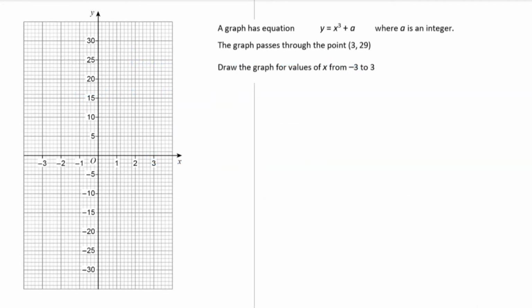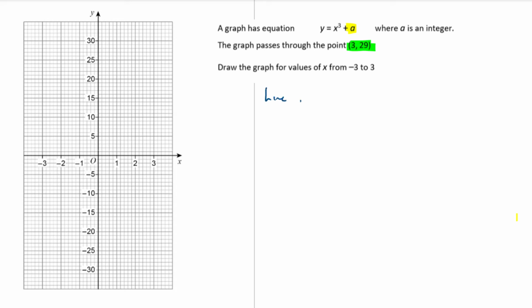Question 14. The graph has equation y equals x cubed plus a, where a is an integer. The graph passes through the point (3, 29). Draw the graph for the values of x from -3 to 3. Now, first off, notice that this is not a complete equation. We've got that unknown there, we've got an a. So I think the first thing we need to do is work out what a is. Luckily, they've given us a point where it passes through, (3, 29).